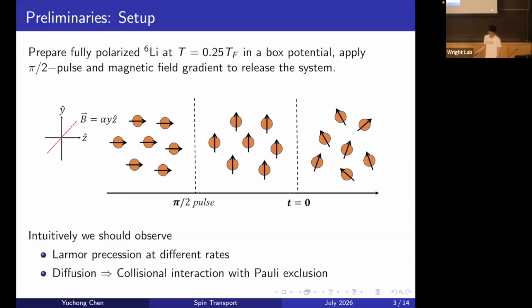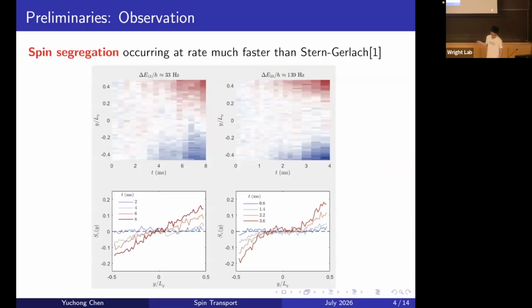So intuitively, what we will observe is, of course, that different spin vectors will precess at different Larmor rates, because we have a gradient along the y direction for the magnetic field, and the precession rate is proportional to the magnetic field. But we'll also have diffusion, and this process will be influenced by collision interaction as well as particle diffusion. And this is experimentally what we actually observe. So we will have spin segregation. For instance, on the top, you see that basically all the particles are spin up in the upper part of the box, and in the lower half of the box, you have spin down.